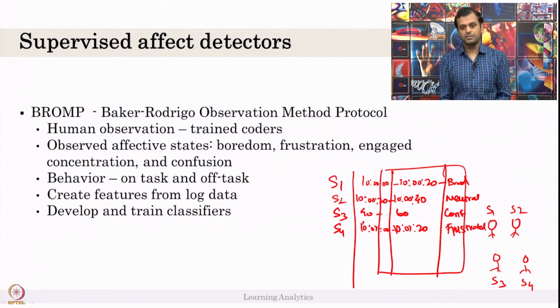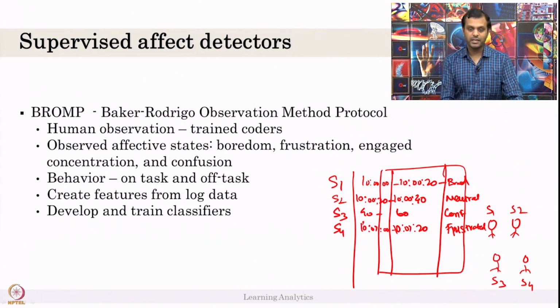So what is happening here is that as a human observer you would have pen and paper, looking at the students, watching the time, and then noting it down. Instead of that, the BROMP tool actually helps you do that. There will be the student's names, you click the student name, and the time is automatically recorded from your computer, and there will be 6 emotions, you click one. So your time of recording is saved. That is the Baker-Rodrigo observation method protocol, the tool which tells how to do it.